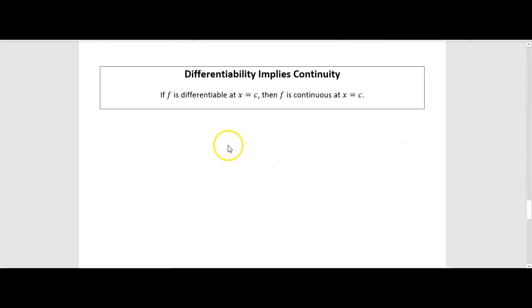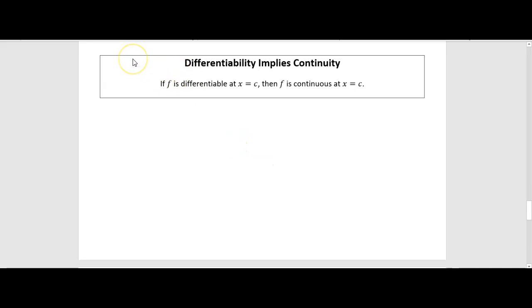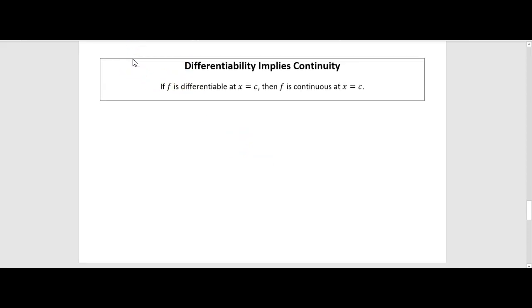Differentiability implies continuity. So if f, which is a function, is differentiable at x equals c, then f must be continuous at x equals c, right? Because we said if a function's not continuous, it cannot be differentiable. So at the very minimum, if we know that the function is differentiable, then we know that it has to be continuous, because being continuous is one of the initial conditions.